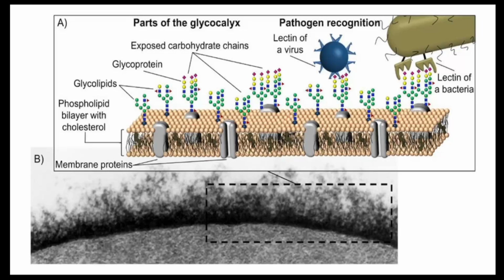So all of those things we talked about, you can see them throughout this fluid mosaic model of the cell membrane. And then there on the bottom, they're showing you what that glycocalyx looks like under an electron microscope. So it's a pretty thick layer. It gives a lot of lubrication and a lot of protection.